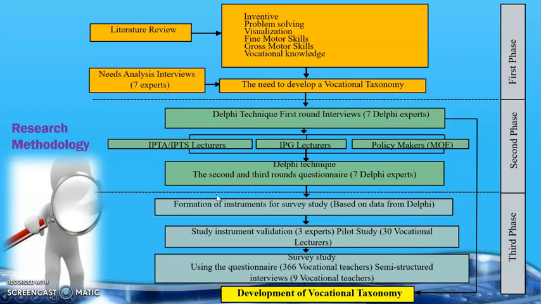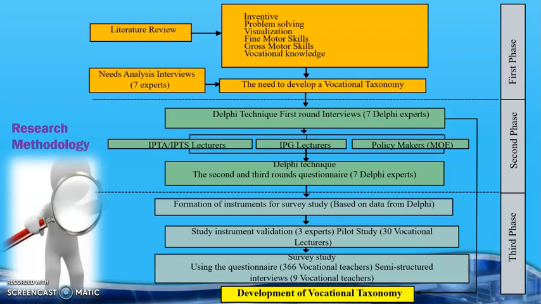The next part is about my research and methodology. This study involved three phases. The first phase is need analysis. The second phase is development design. And the third phase is the evaluation. The first phase starts with identifying the importance of vocational taxonomy and the domains needed to develop it.